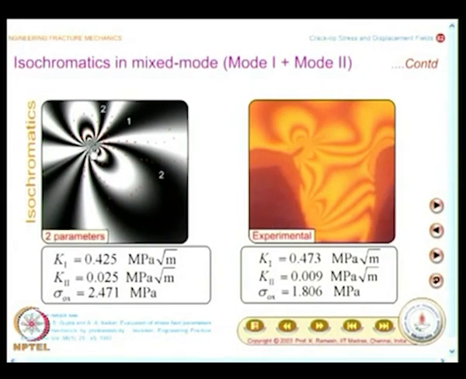Here again you notice the 2 parameter solution is able to provide only the tilt. The size of the fringes are different, that is also captured. The tilt is different with respect to the crack axis. This is also captured by your 2 parameter solution. The 2 parameter solution is unable to capture the other features.